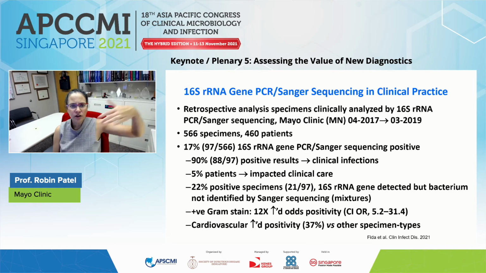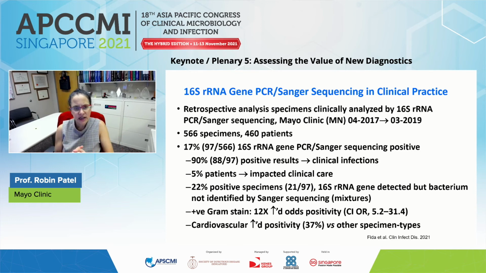So we did a look back of the patients we've tested with this kind of assay. We run it on normally sterile body fluids and normally sterile tissues. So it's a wide variety of specimen types. We looked back over our testing for about 2 years. We looked at 566 specimens from 460 patients. And this is what we found.